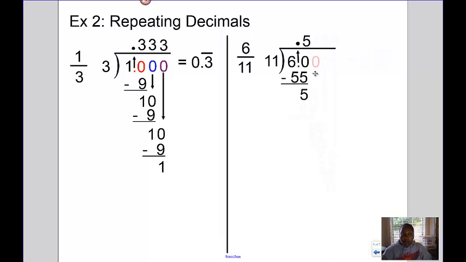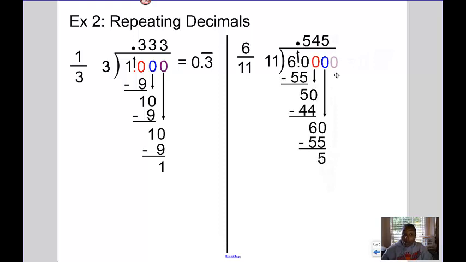I'm not at 0 yet, so I'm going to add a 0, bring it down, start over. So 11 goes into 50 4 times. 4 times 11 is 44. Subtract, and I get 6. Again, not at 0 yet, so I'm going to add a 0, bring it down, start over. 11 goes into 60 5 times. 5 times 11 is 55. I subtract, and I get 5.